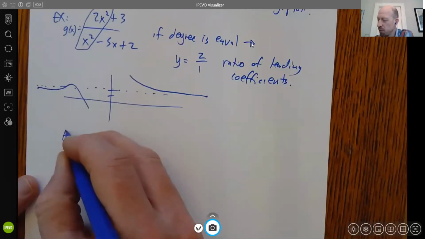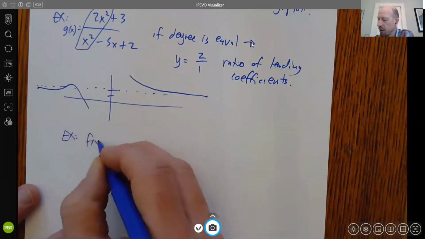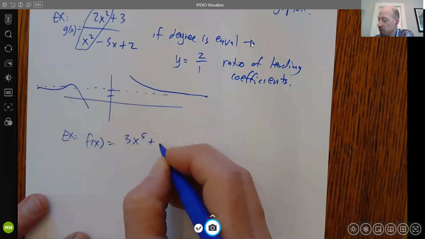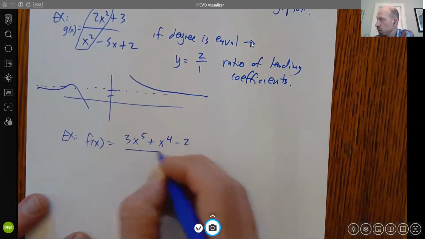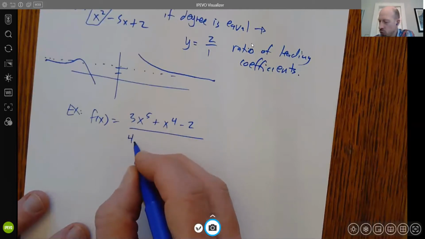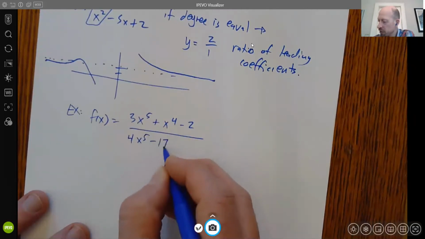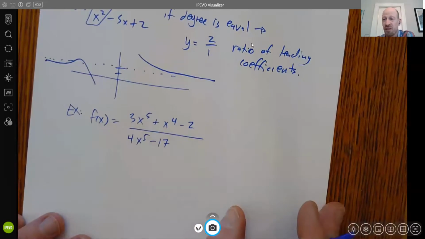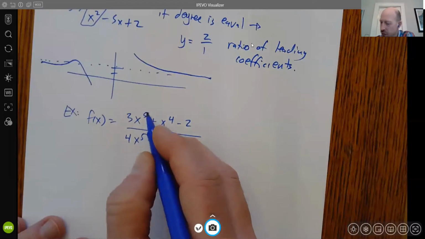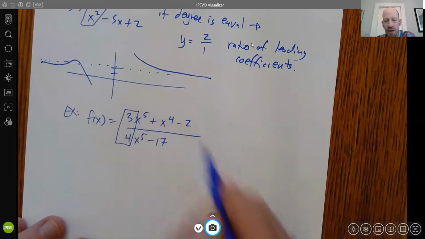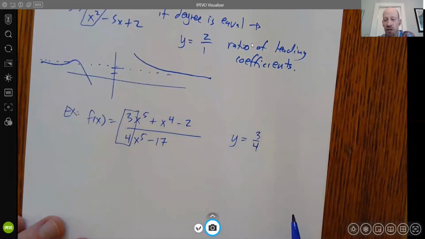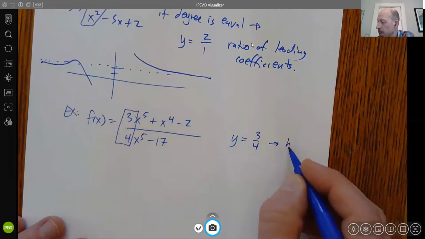This is another example. What if I have f of x equals 3x to the 5th plus x to the 4th minus 2 all over 4x to the 5th minus 17. This is the same situation for the horizontal asymptote. These are both degree 5, so I can just focus on that ratio. This line, y equals 3/4, then is the horizontal asymptote.